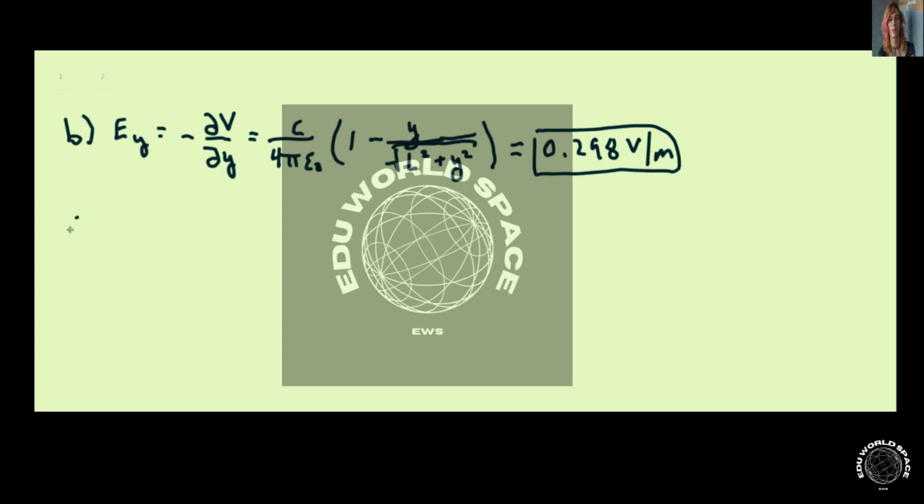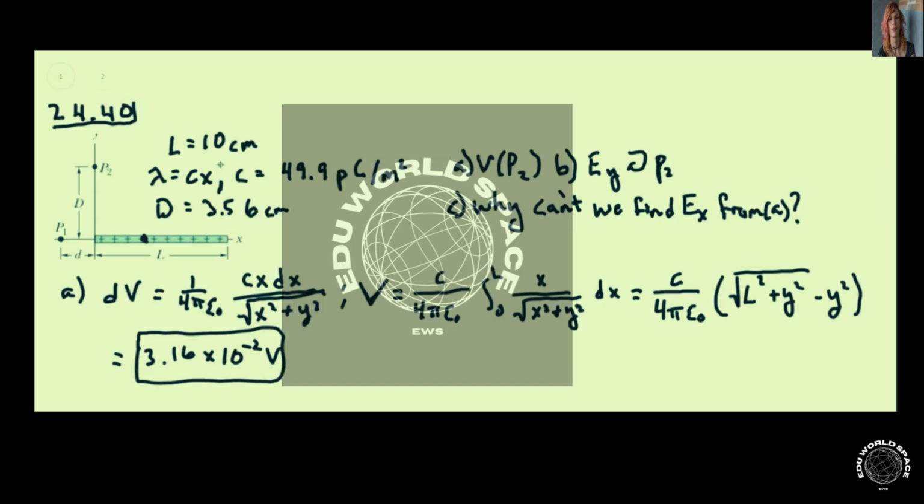Now, why can't we find E sub x from this? Well, the reason is that we set it up explicitly to find the potential for points on the y-axis and not for a general point anywhere in space. And so we integrated x out of the equation here, and so this doesn't depend on x. But it's not too difficult to realize that there has to be some x component of the field here.